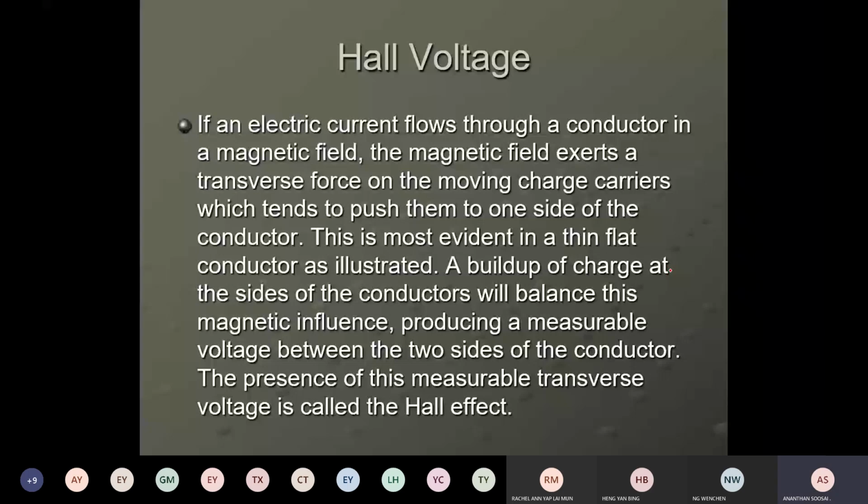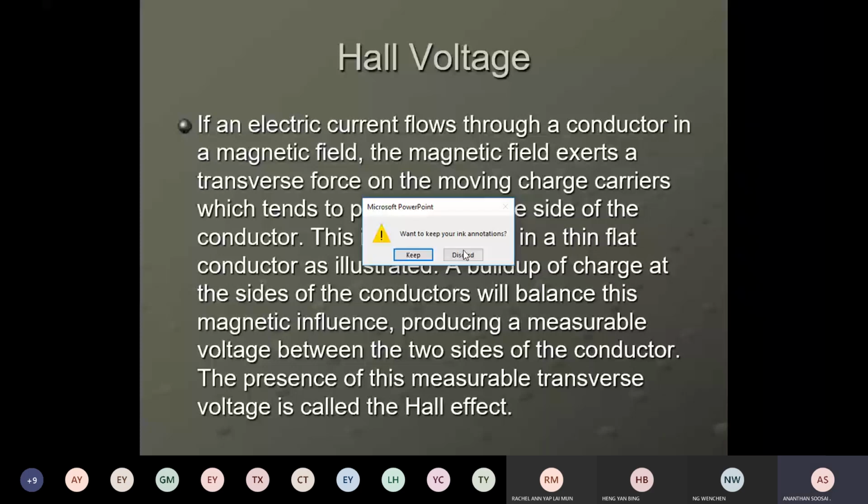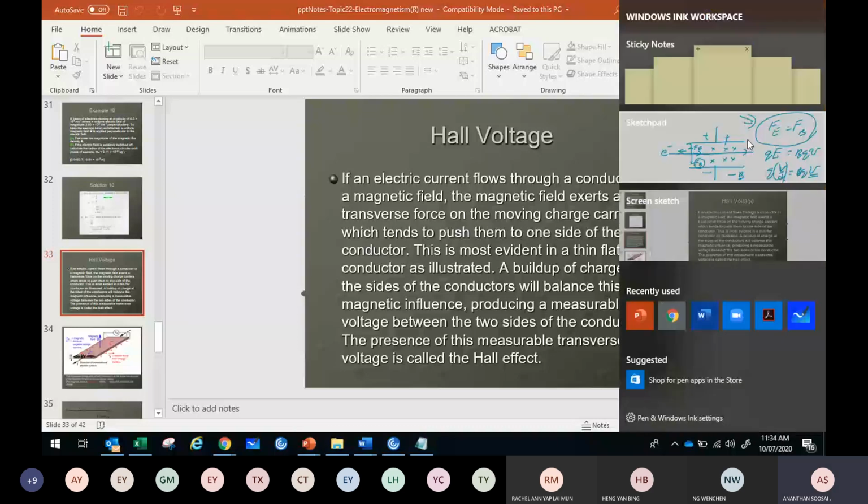Okay class, I think we can go through this. Hall voltage. What is Hall voltage? You need to understand Hall voltage. If an electric current flows through a conductor in a magnetic field. Before we come to this, let me explain to you on the whiteboard first about Hall voltage.